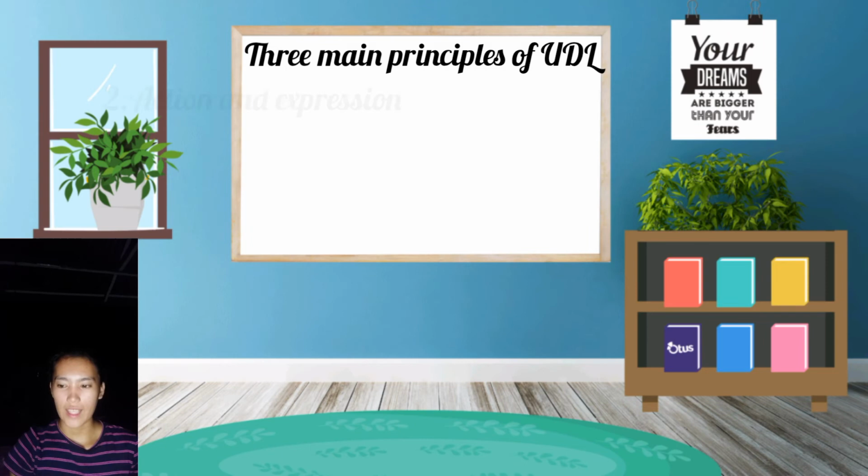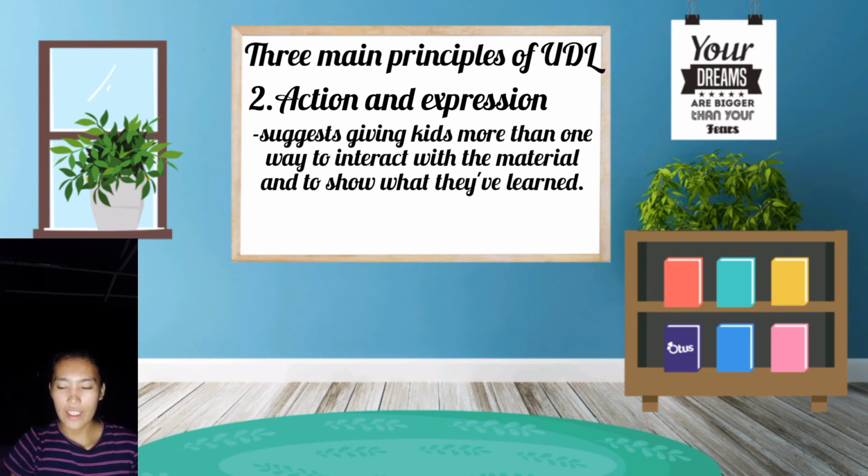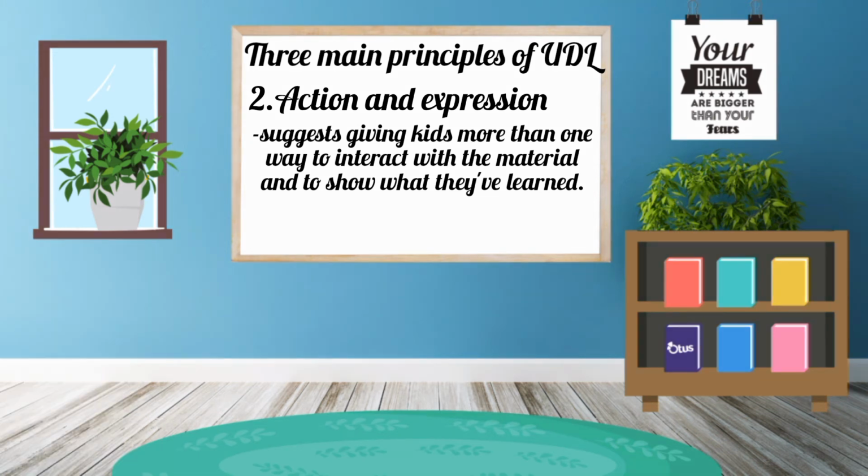Number two is action and expression. Universal design for learning suggests giving kids more than one way to interact with the material and to show what they've learned. For example, students might get to choose between taking a pencil and paper test, giving an oral presentation, or doing a group project.